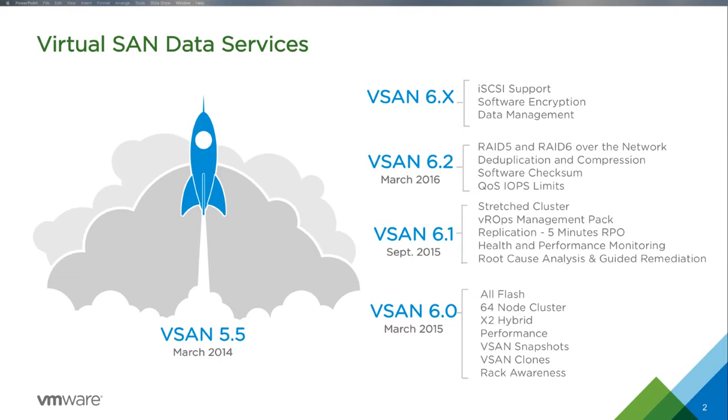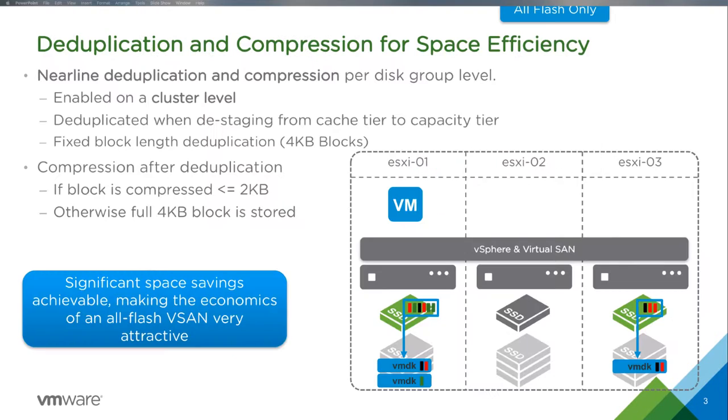Virtual SAN is now in its 4th release, and here you can take a quick look at the list of data services features and capabilities that have been introduced until this point. The Virtual SAN 6.2 release introduced a number of important new features that are focused around space efficiency. Deduplication and compression are two of the new space efficiency features introduced in the latest release of Virtual SAN 6.2. Deduplication and compression are only supported in the all-flash configuration of Virtual SAN.